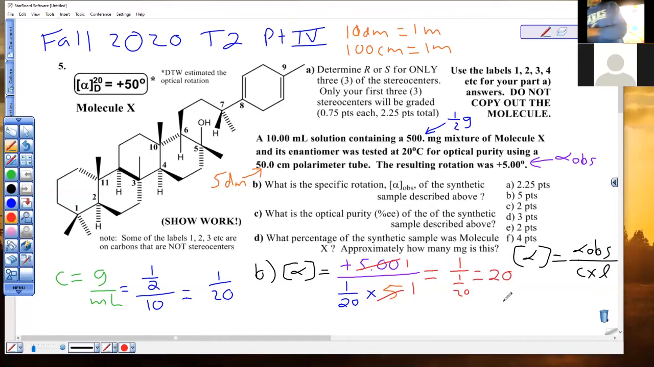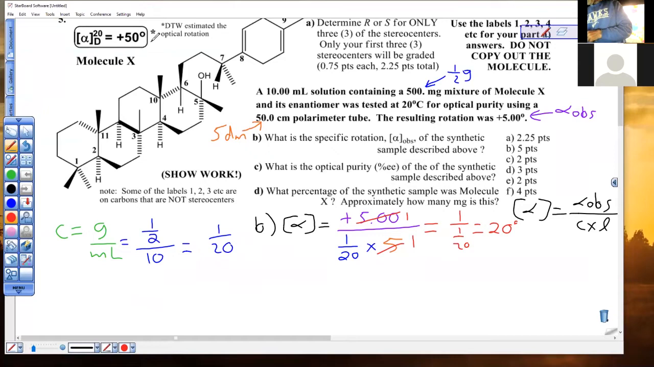And that proves to us that we don't have a pure sample. We have a mixture, because that number is less than this number. If it was positive 50, that would mean we had 100% molecule X. If this number here was negative 50, it would mean we have 100% enantiomer of X. And we have less than that, as you will on the test. Your number will never be that number. There's no fun in that. So we have to do part C and do the optical purity, which is defined as the percent enantiomeric excess.